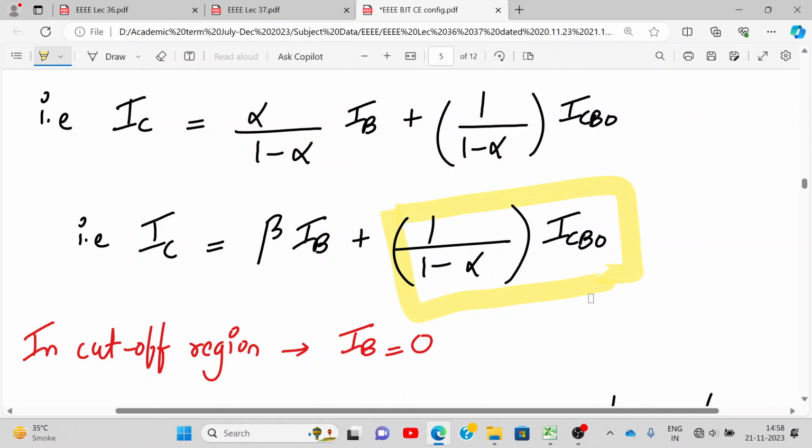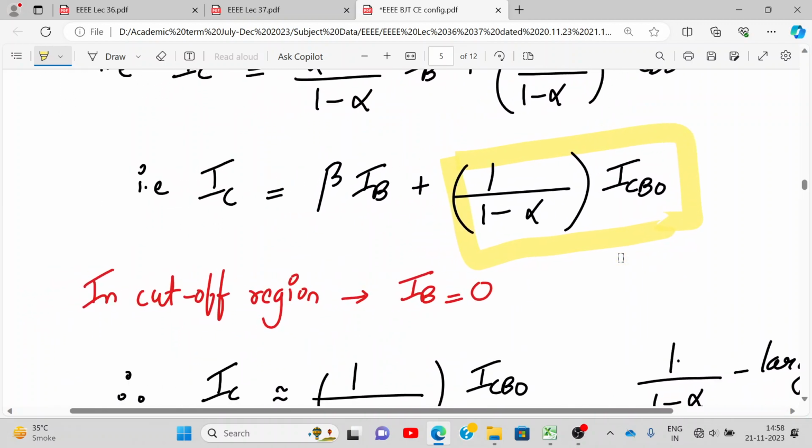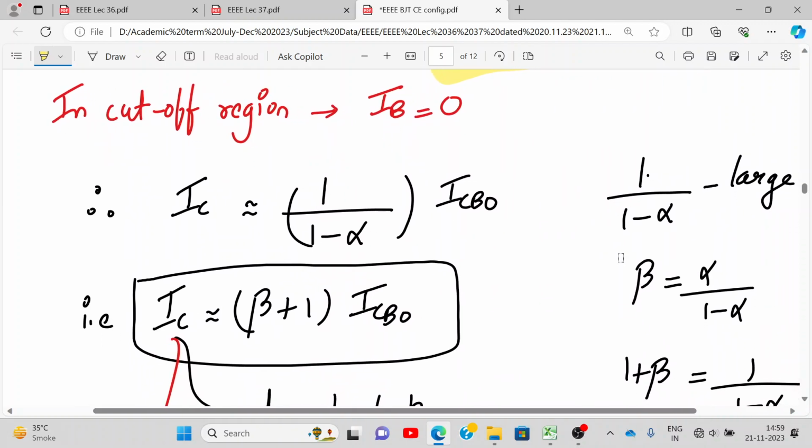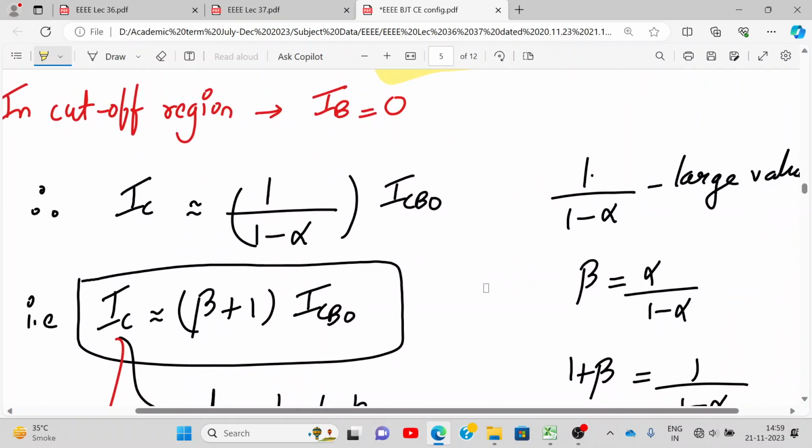I told you IC is beta IB, na? But that is the half reality. True reality is this. It is 1 upon 1 minus alpha times ICBO. Now tell me, in the cutoff region, if IB is 0, is my IC 0? No. And this is the reason why. Correct, no? If my IB is 0 now, is IC 0? No. It is 1 upon 1 minus alpha times ICBO. Understood this? And so in the cutoff region, IC is approximately equal to 1 upon 1 minus alpha times ICBO.